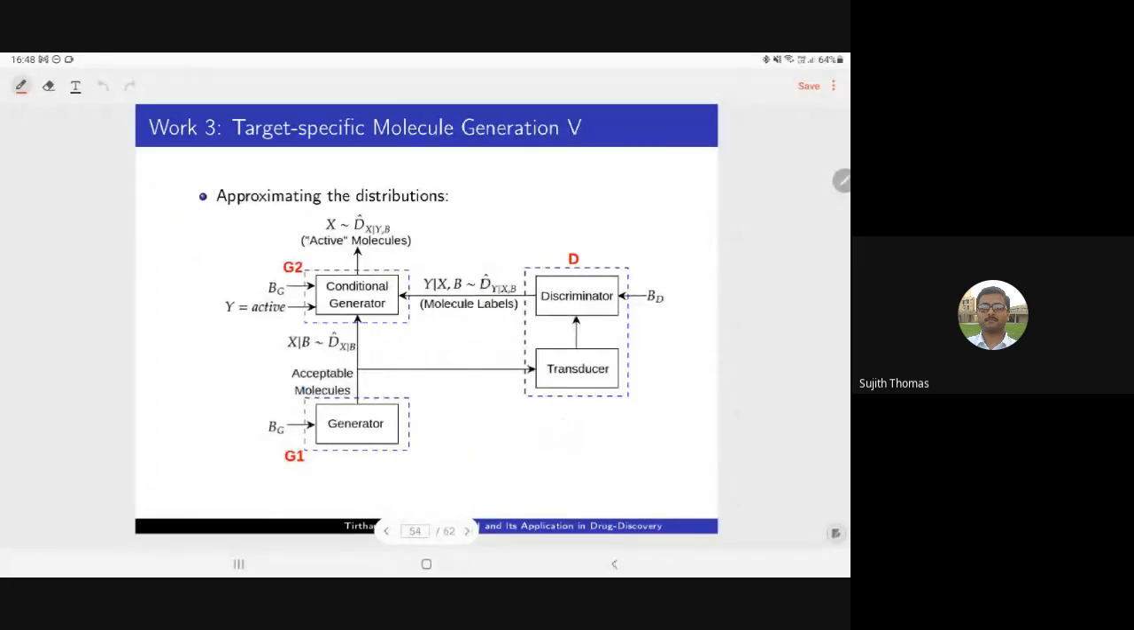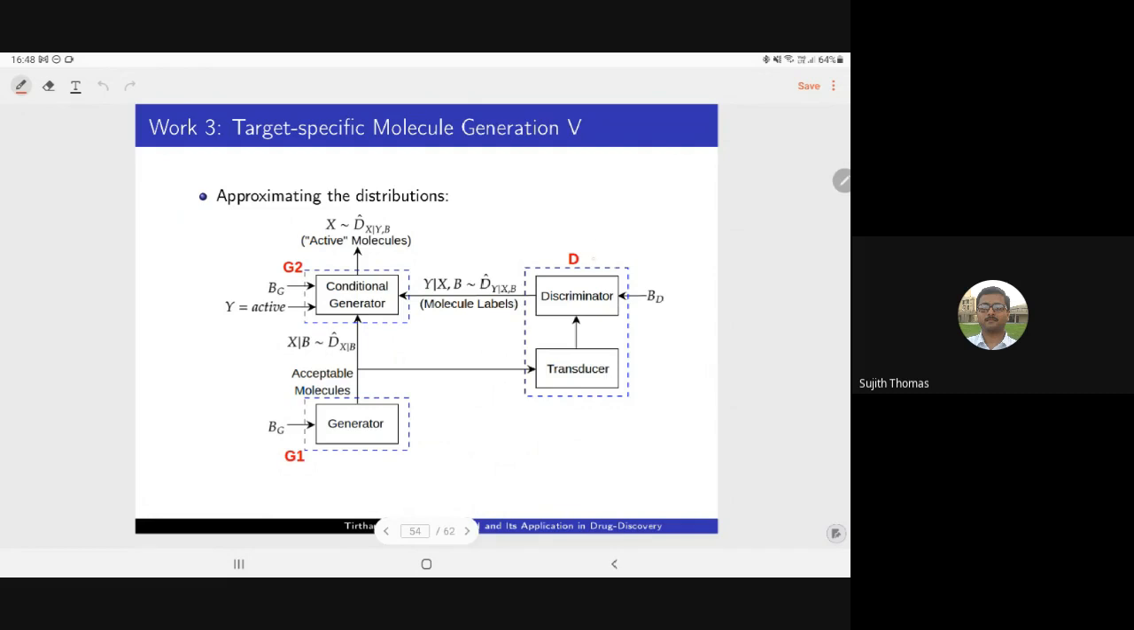Now, how do we approximate this distribution? That is the theoretical case that we showed here. But when we want to approximate this using neural nets, we have this very nice generator discriminator combination, not adversarial, but instead collaborative in some sense. So we have a generator G1 that tries to generate acceptable molecules.